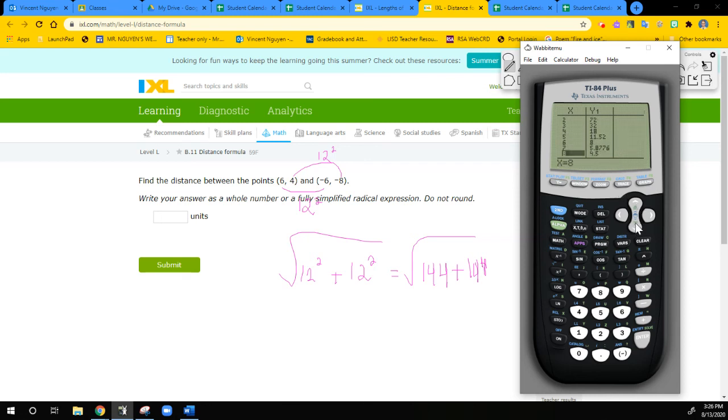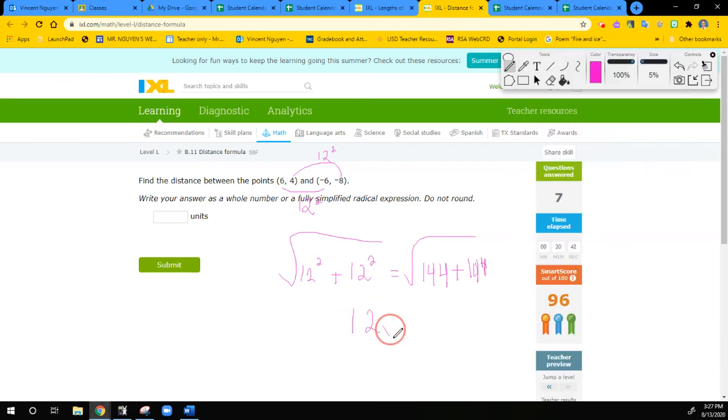Let me go over here. Let's see. Ah, look at that. 12 root 2. The answer is 12 root 2. So I'm going to type it in, 12 root 2. Submit.